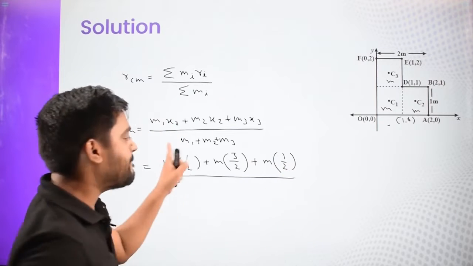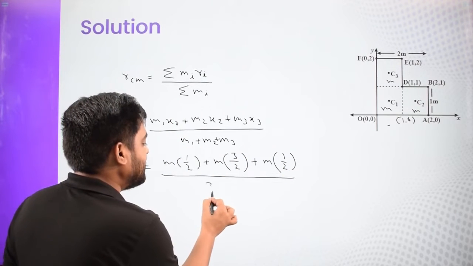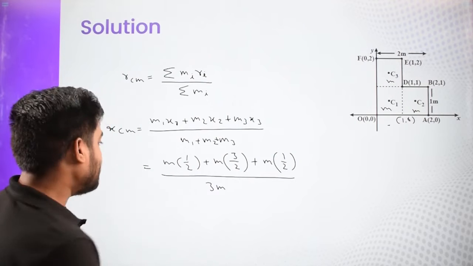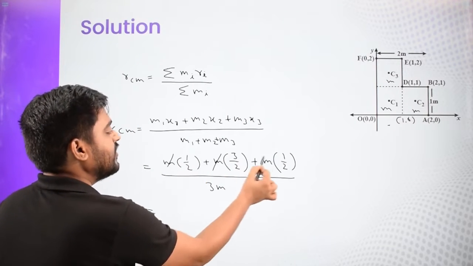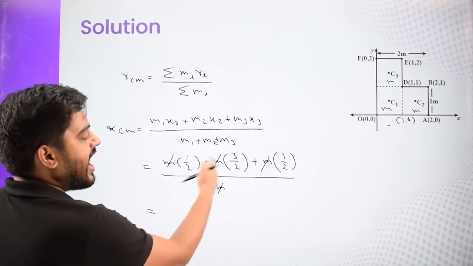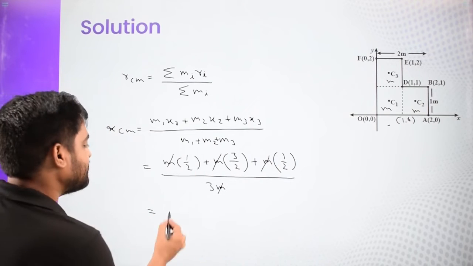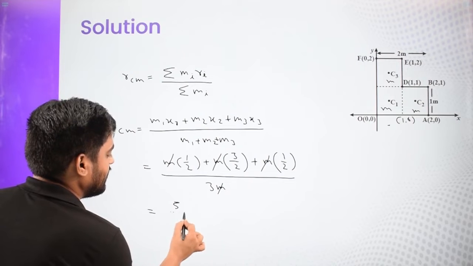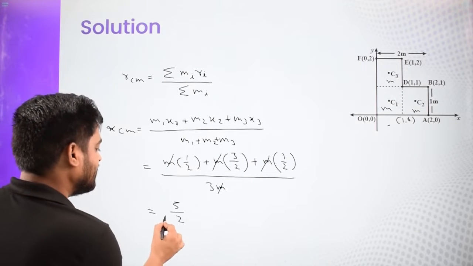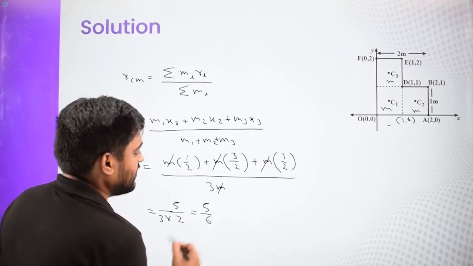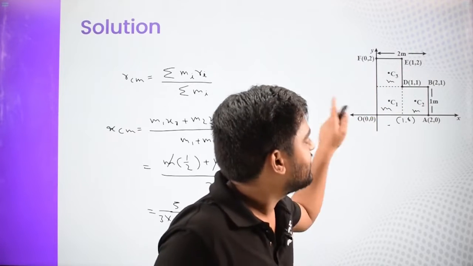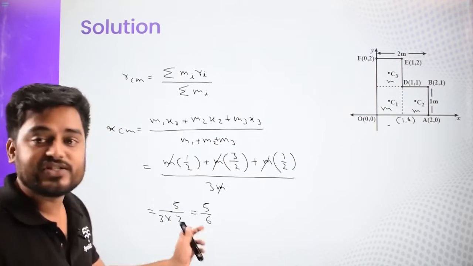Divide by M plus M plus M, that is going to give me 3M. Let us solve this. First you can take M common and cancel it out. Then half and 3 by 2 gives me 5 by 2, divided by 3. So eventually we get 5 by 6. This is going to be my X coordinate.